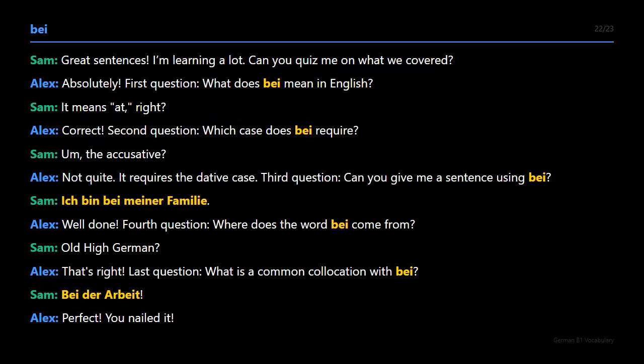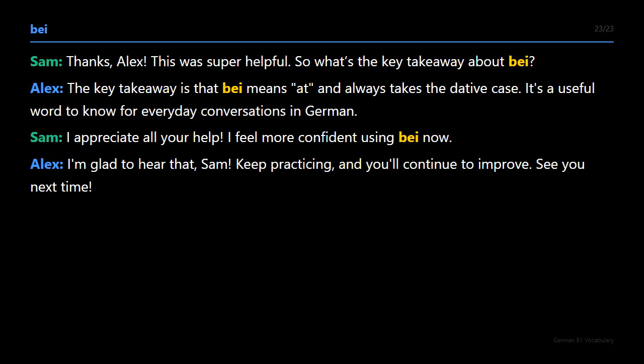Perfect! You nailed it. Thanks, Alex. This was super helpful. So what's the key takeaway about Bei? The key takeaway is that Bei means at and always takes the dative case. It's a useful word to know for everyday conversations in German.